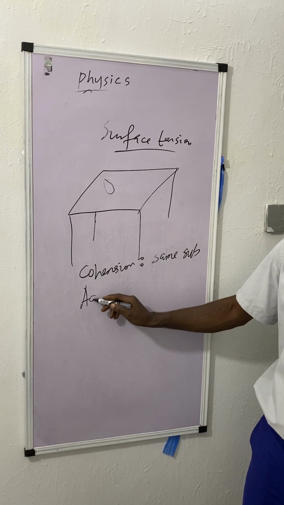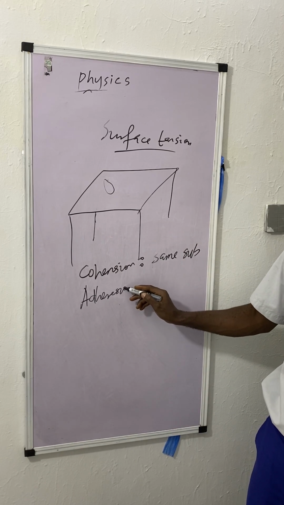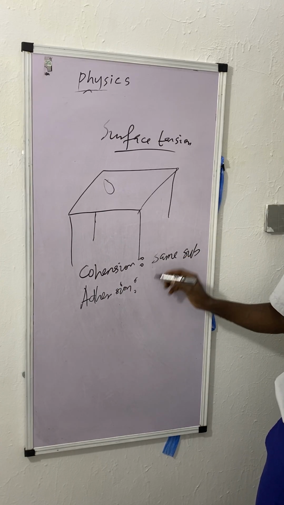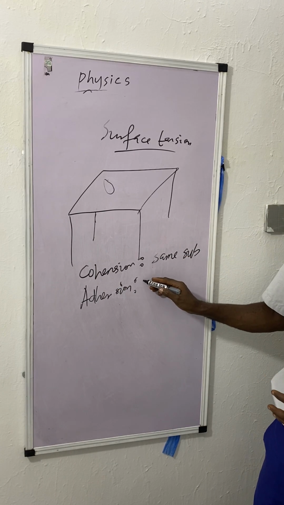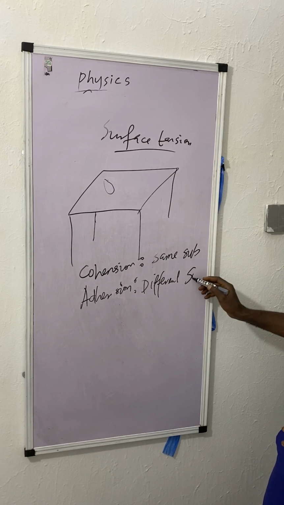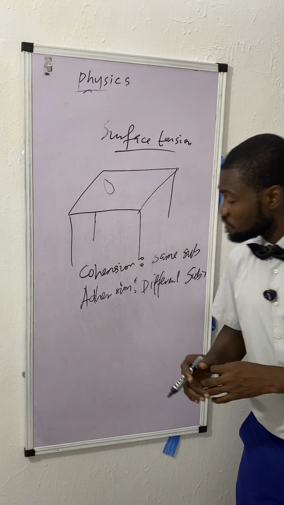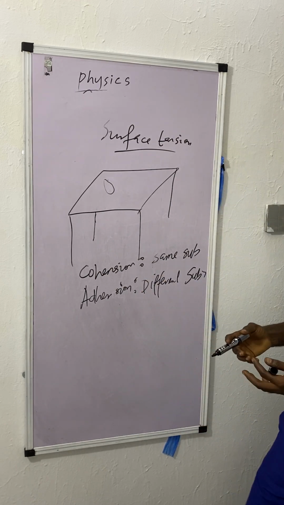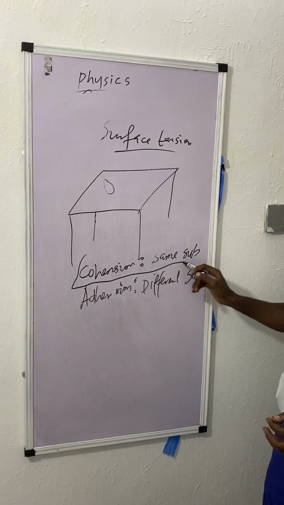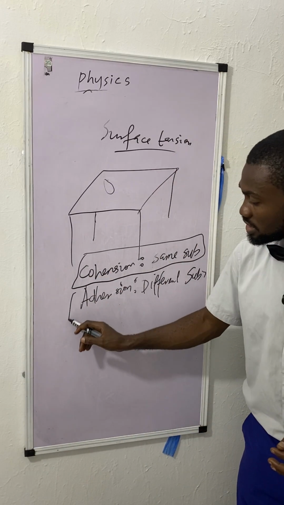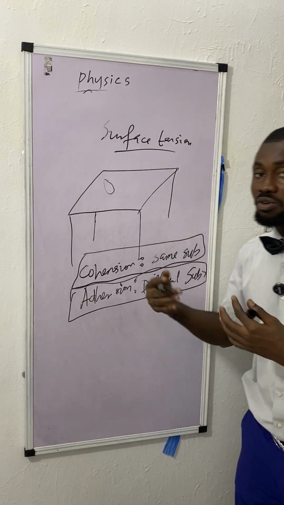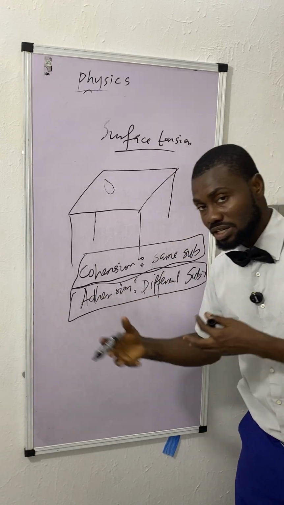Then adhesion. Adhesion is the force of attraction between molecules of different substances. So, for example, what is cohesion? It's the force of attraction between molecules of the same substance, like the force of attraction between gas molecules. That is the force of cohesion. The force of adhesion is the force of attraction between molecules of different substances. The substances are not of the same origin, but there's a force of attraction between the molecules.